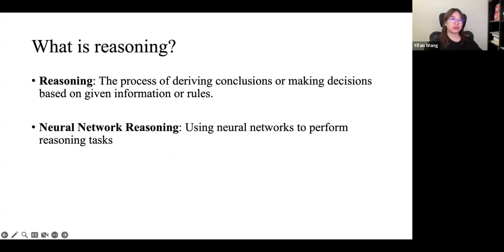Let's begin by defining what reasoning is. Reasoning is a process of deriving conclusions or making decisions based on given information or rules. For neural networks, reasoning means learning to perform such tasks using data-driven representations. Examples include determining the shortest path in a graph and answering questions about mathematical problems. So here the question is, how well can neural networks mimic or replicate this reasoning process?